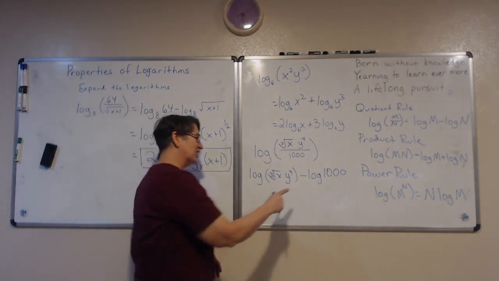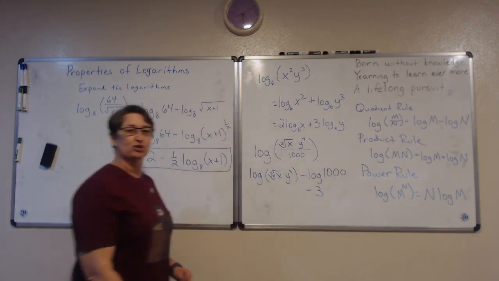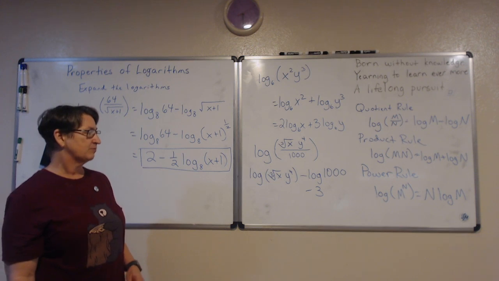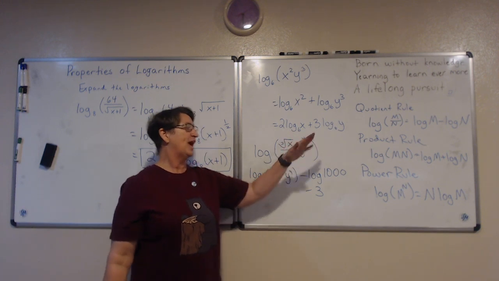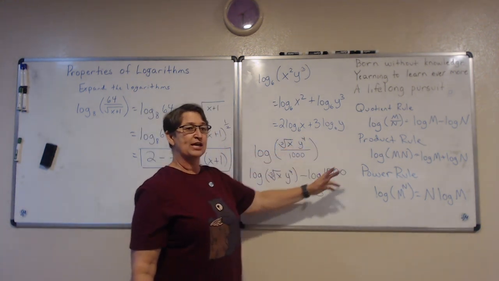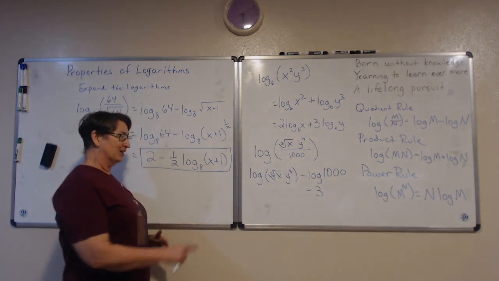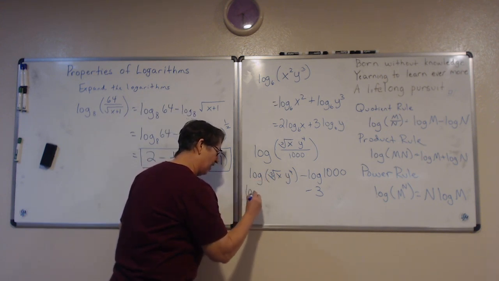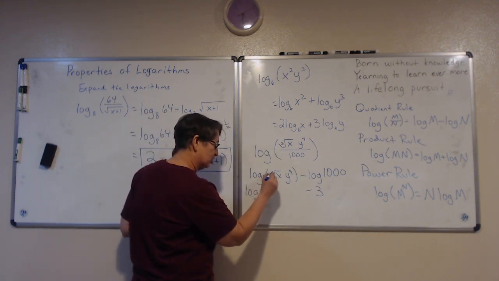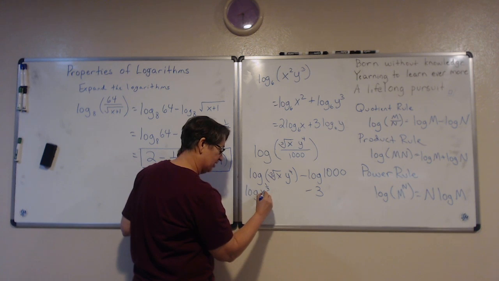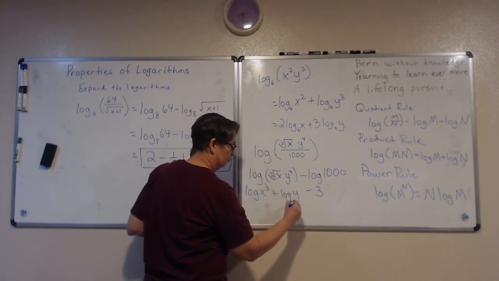This is just equal to a fancy 3. That's just a fancy way to write 3, because 10 cubed is 1,000. But notice inside of here, we got rid of the quotient rule. Now we're looking for the product rule. And sure enough, I have a product. So I can do log of this one, and remember that this cubed root is just a 1/3, plus log of the second one, so y to the 4th.